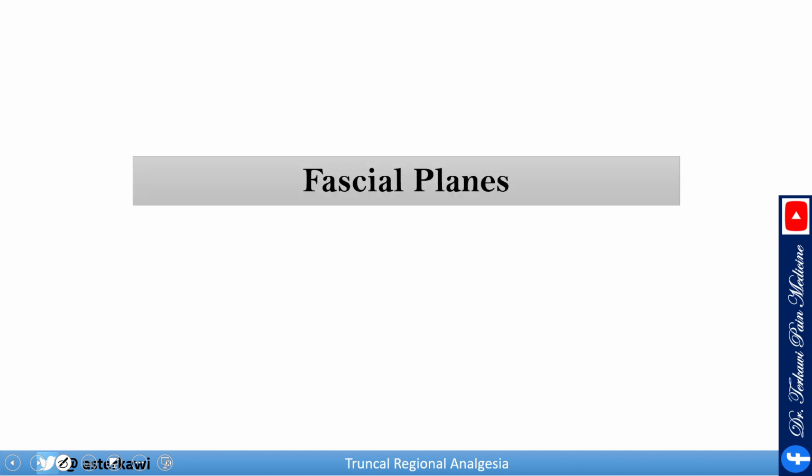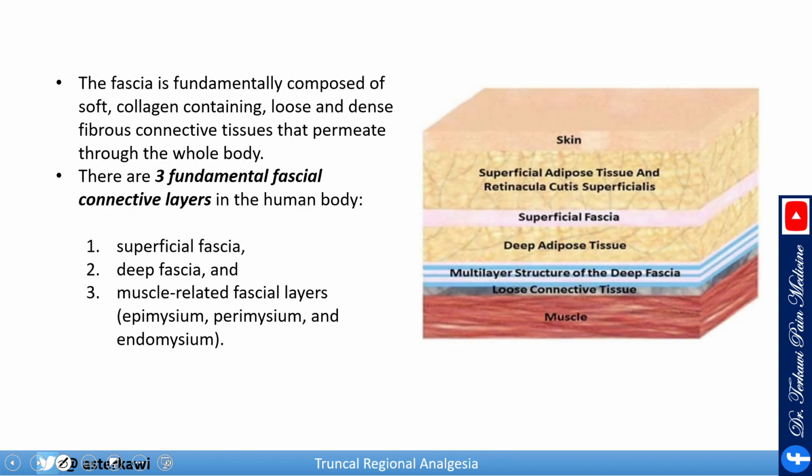Now, the last thing I would like to talk about is the fascial planes. Important concept here. The fascia is fundamentally composed of soft collagen containing loose and dense fibrous connective tissue that permeates through the whole body. There are three fundamental fascial connective layers: the superficial, the deep, and the muscle-related fascial layer.